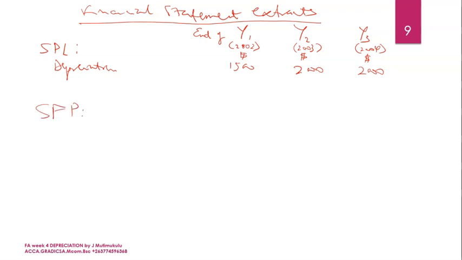The SFP extract, here we need to first show the cost of the asset. We are told that the asset at cost was 12,000. The car was bought at 12,000. So every year the cost would be the same, $12,000. However, the depreciation now, less accumulated depreciation. The accumulated depreciation, ladies and gentlemen, is the total of all the depreciation charges that have been levied on the asset.